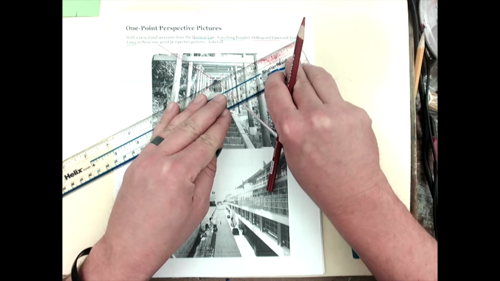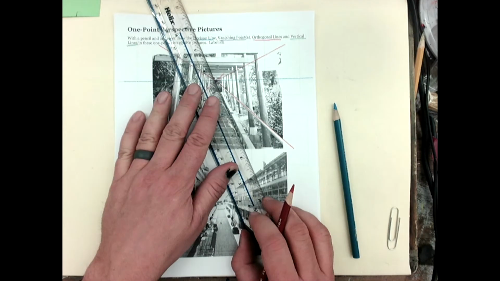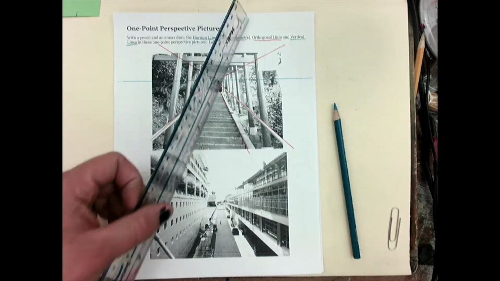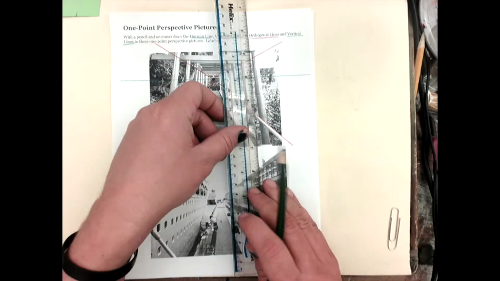Now, if I look at the corners of these gates, they kind of create an implied orthogonal line. They're a little bit off because they're not super uniform, but if I kind of look for the average line, that makes an orthogonal line as well. You probably need to label 3 or 4 of these orthogonal lines.